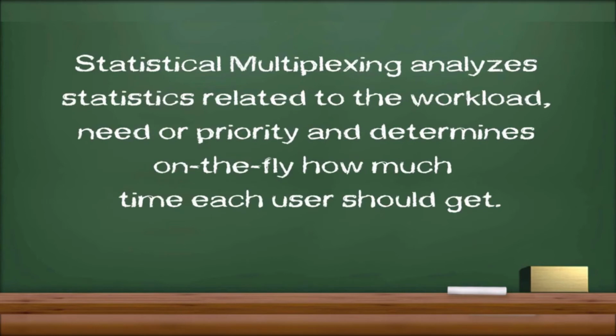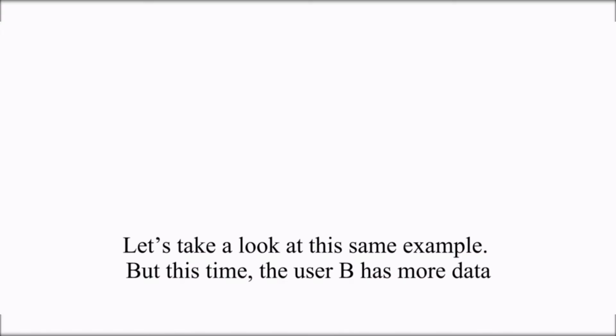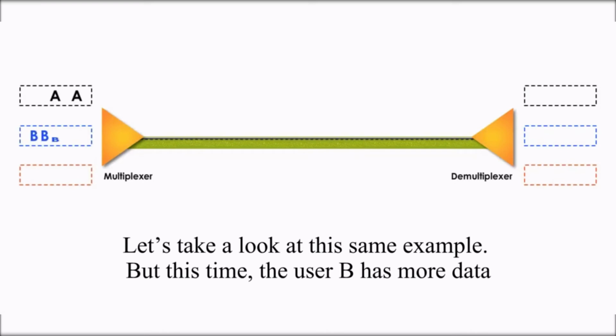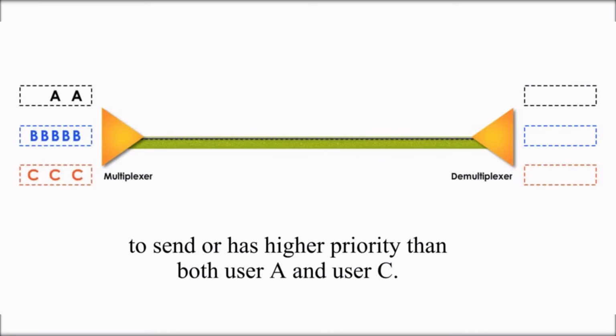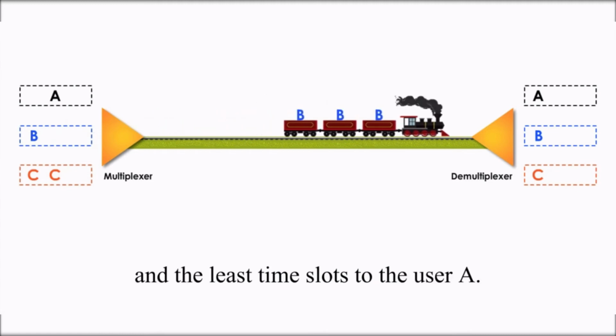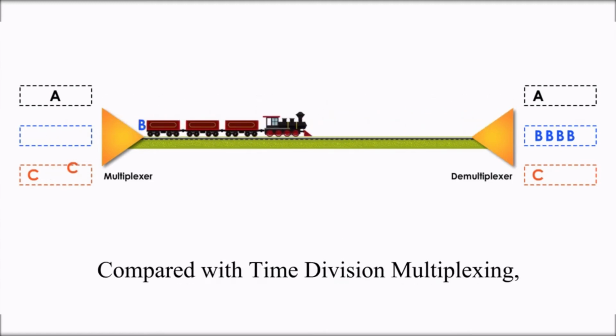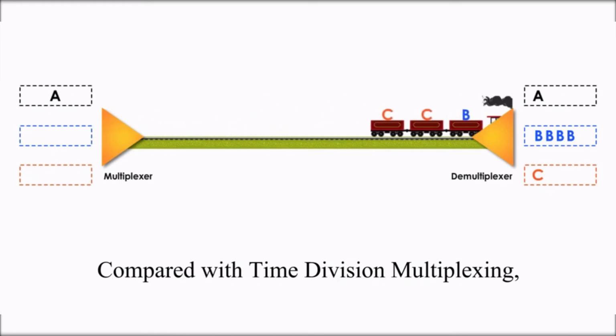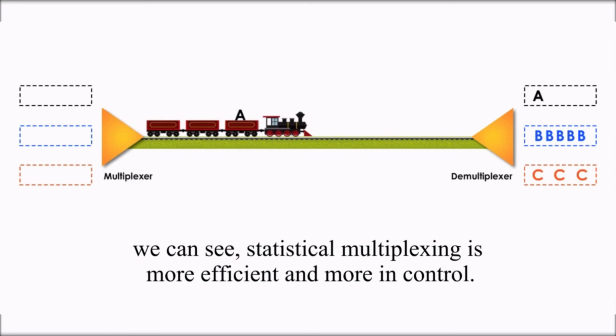Statistical multiplexing analyzes statistics related to the workload, need, or priority, and it determines on the fly how much time each user should get. Let's take a look at the same example, but this time user B has more data to send or has higher priority than both user A and user C. The multiplexer decides to give user B the most time slots and the fewest time slots to user A. Compared with time division multiplexing, we can see statistical multiplexing is more efficient and more in control.